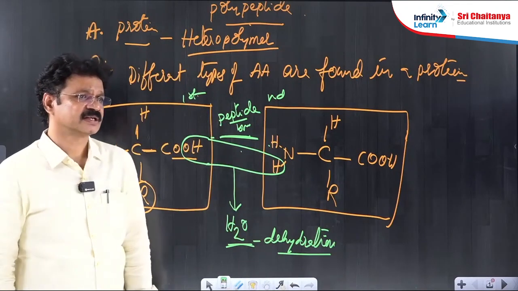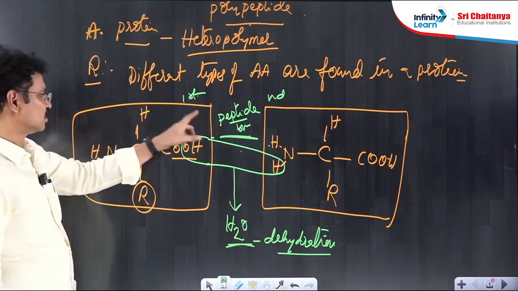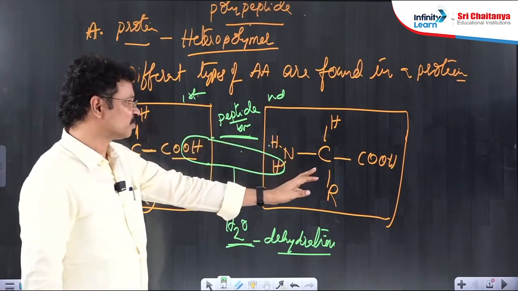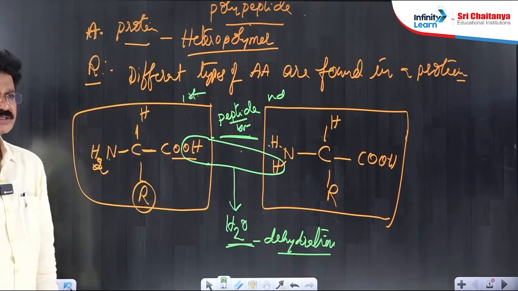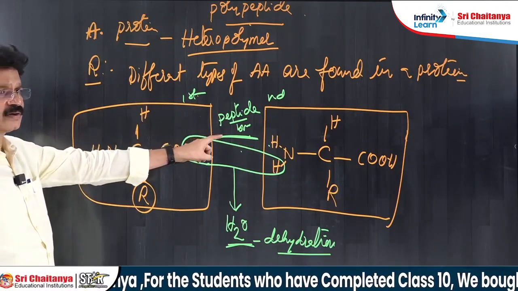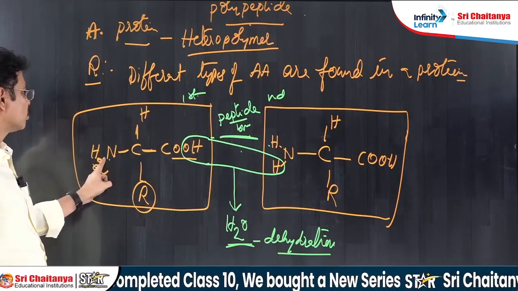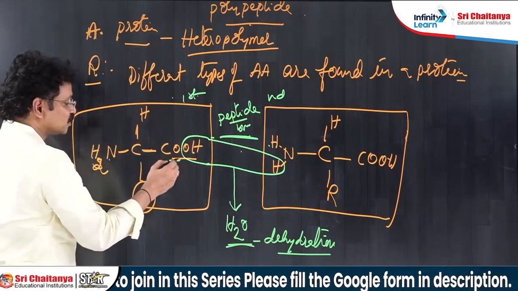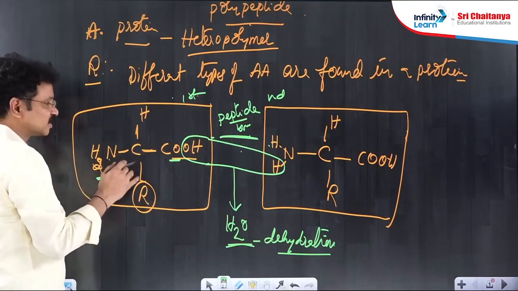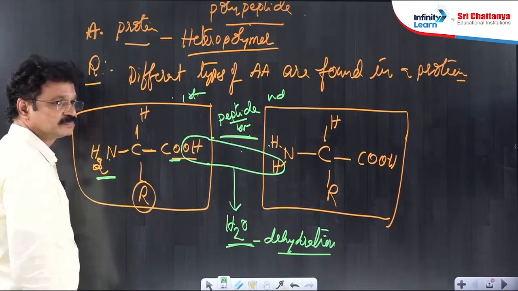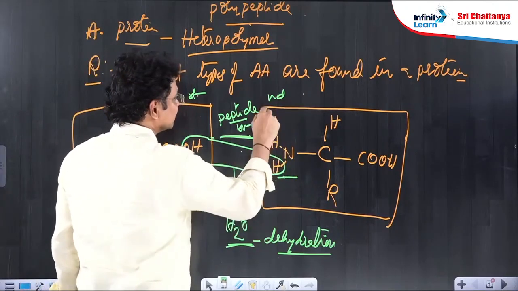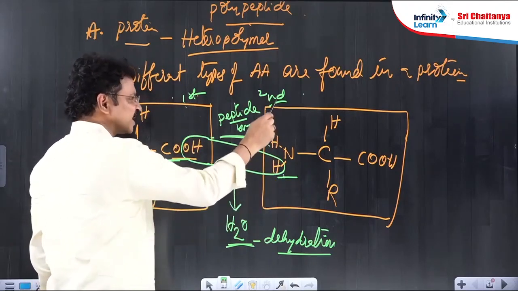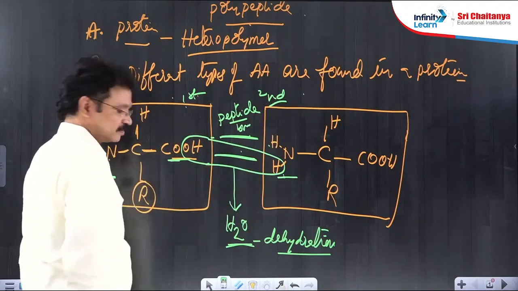Listen to one statement. Is this statement right or wrong? To form a peptide bond, the amino group of the first amino acid and the carboxylic group of the second amino acid are involved. True or false? In the first amino acid, the carboxylic group participated. The amino group did not participate in formation of the first peptide bond, but the amino group of the second amino acid is involved. The carboxylic group of the first amino acid and the amino group of the second amino acid are involved in formation of the first peptide bond.